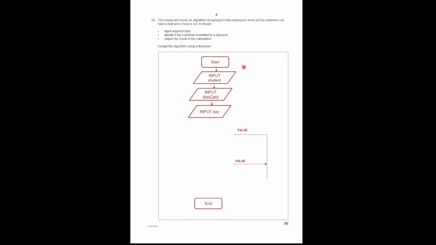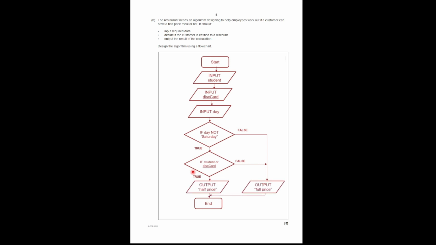Now, it says here specifically, it needs to work out if a customer can have a half price meal or not, alright? So, based on our input, if the day is not a Saturday, and if the student is true, and if the student has a discount card, then they can have a discount at half price, okay? But if it's not a Saturday, they get the full price. Or if it is a Saturday and the student doesn't have the discount card, it's false, and therefore they have to pay the full price.